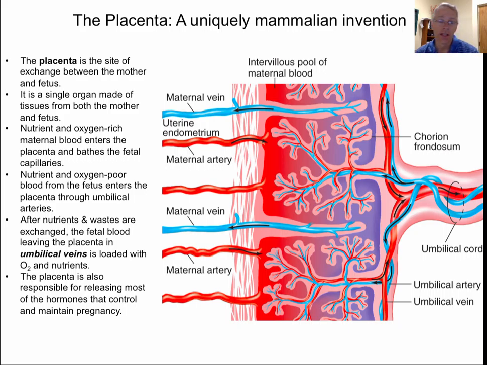And so the exchange of wastes and nutrients takes place very efficiently, with the waste products in the baby's blood diffusing out into this cavity, and nutrients from the mother's blood diffusing into the baby's capillaries. And so the blood that leaves the placenta and returns to the fetal circulation is now high in oxygen, high in nutrients, and low in wastes. And the baby is dependent upon the mother's organ systems to do a lot of the hard work for it.